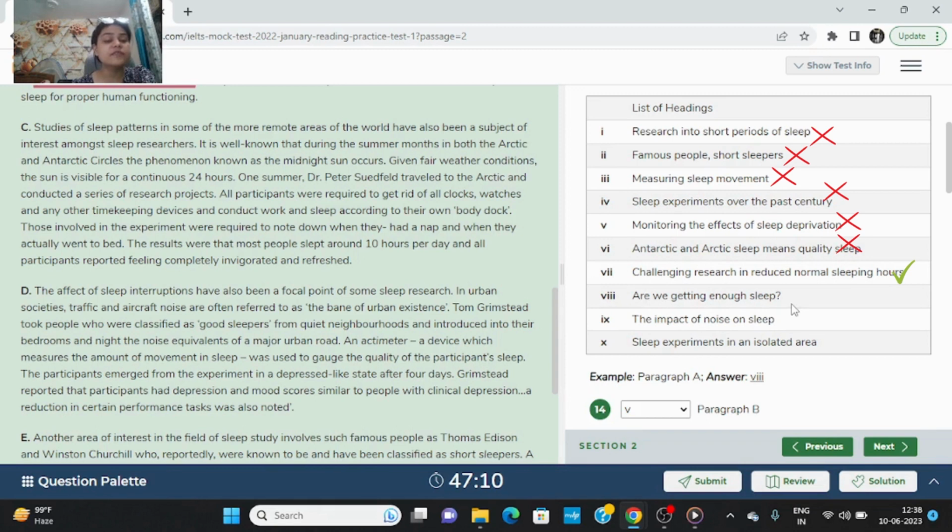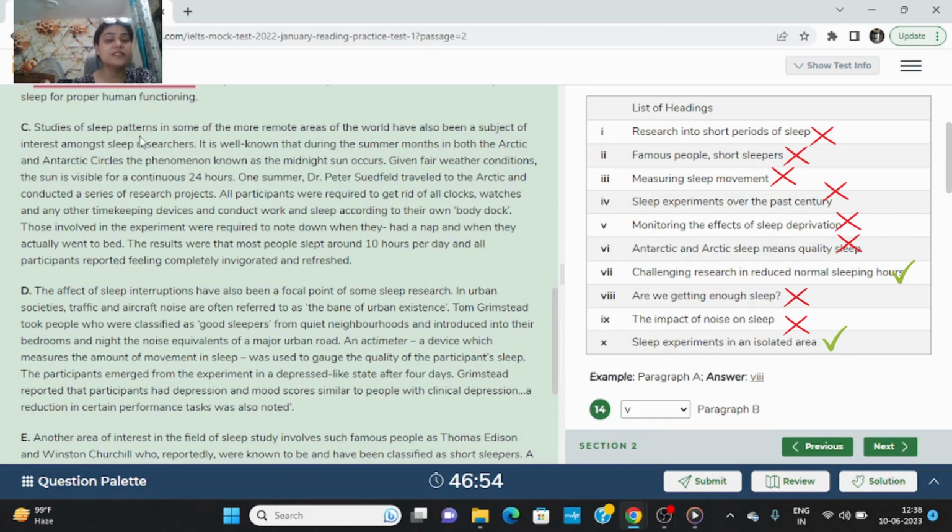Are we getting enough sleep? No. The impact of noise on sleep? No, they are not talking anything about noise. Sleep experiment in an isolated area? Yes, this is the most appropriate heading that I am getting over here.